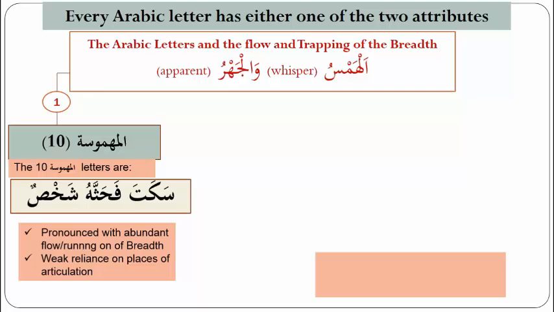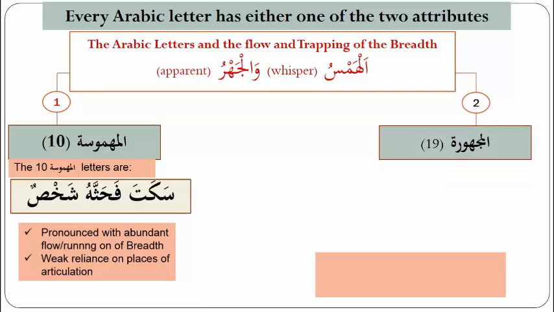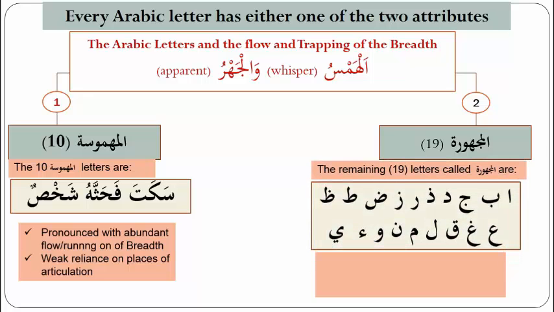On the other side, we have the letters that are majhura. That is from the word jahara, apparent, right? The letters that are majhura. They are 19, and they are the remaining letters of the Arabic alphabet. And you can read them there: alif, the ba, because we are dealing with the alif here as a letter, right? Ba, jim, dal, zal, ra, zay, dad, ta, dha, ain, ghain, qaf, lam, mim, noon, waw, hamza, and ya.